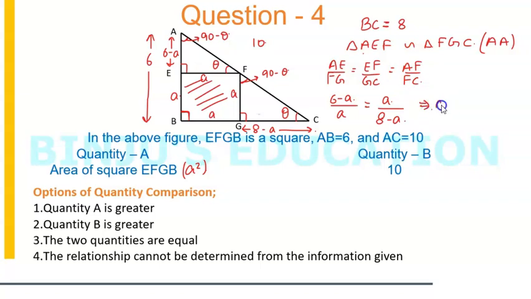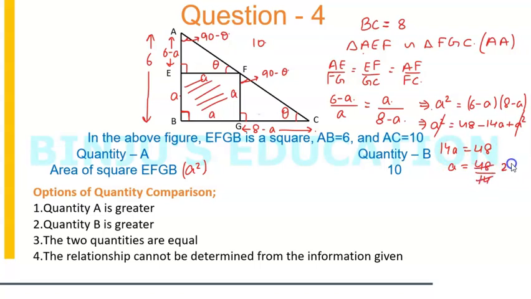So let's cross multiply. This should give us A square, and this will give us 6 minus A into 8 minus A. So this will give us A square equals 48 minus 14A plus A square. So A square and A square will cancel out. So I will have 14A is equal to 48, or A is equal to 48 by 14, and 2 will be removed, so this will become 24 by 7. Now 24 by 7, 7 threes are 21, so this will be 3 plus 3 over 7. Or you can write 24 over 7, that's completely your call, that's the value of A.